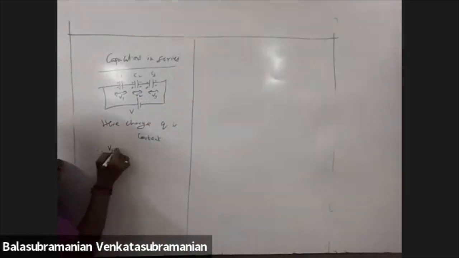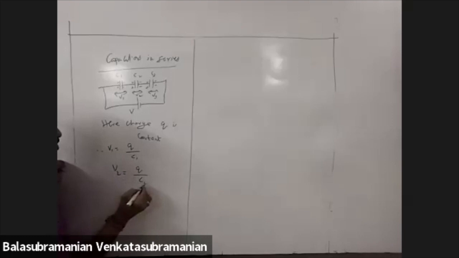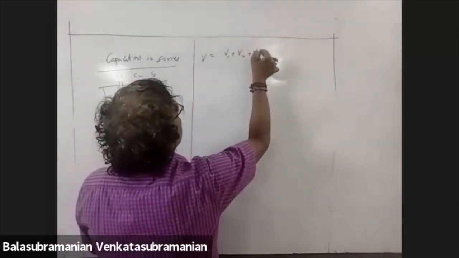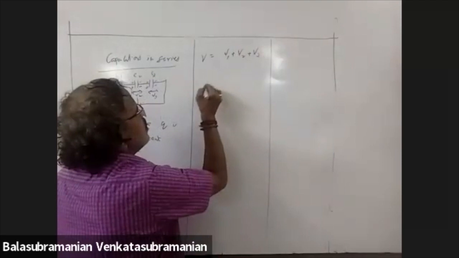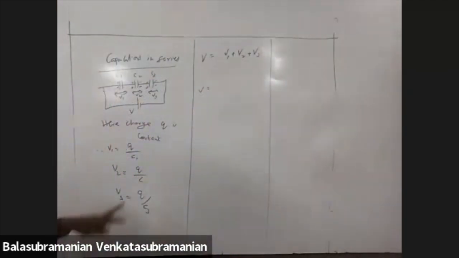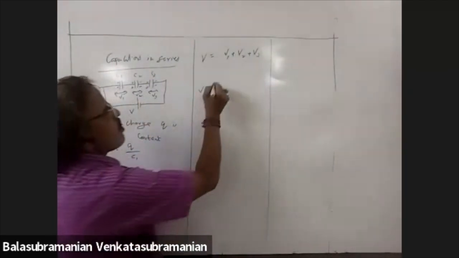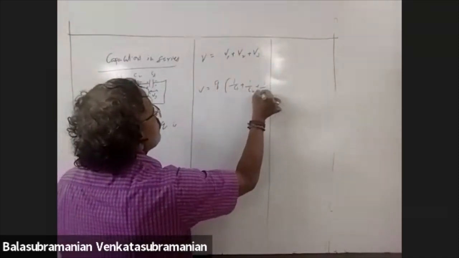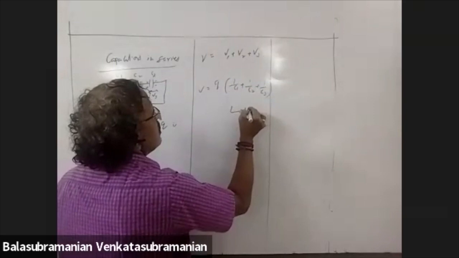Therefore, potential of the first capacitor V1 is equal to Q by C1, V2 is equal to Q by C2, V3 is Q by C3. Total potential V is V1 plus V2 plus V3. Take Q outside: Q into 1 by C1 plus 1 by C2 plus 1 by C3. Equation 1.